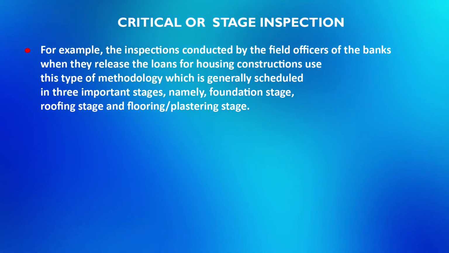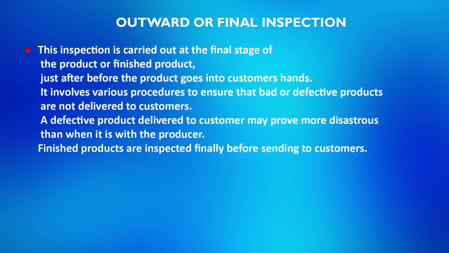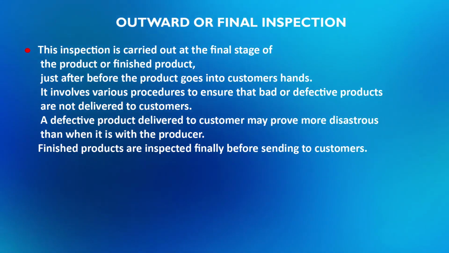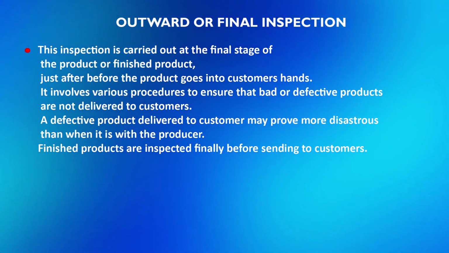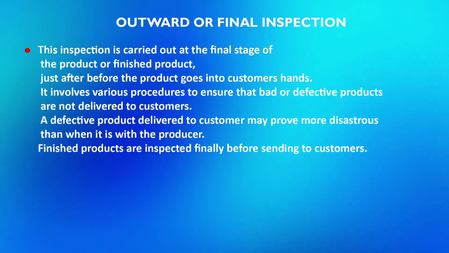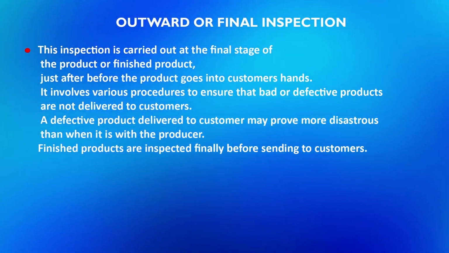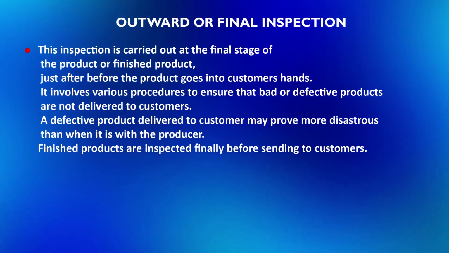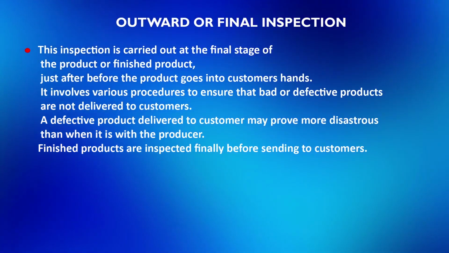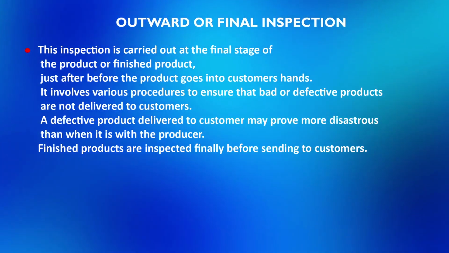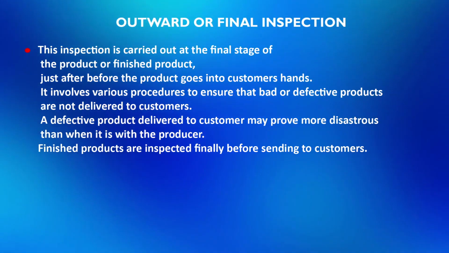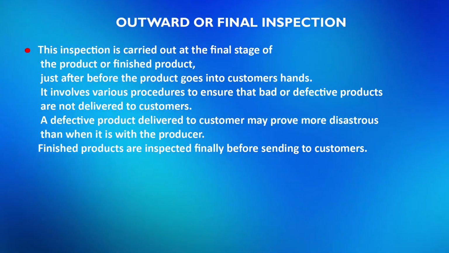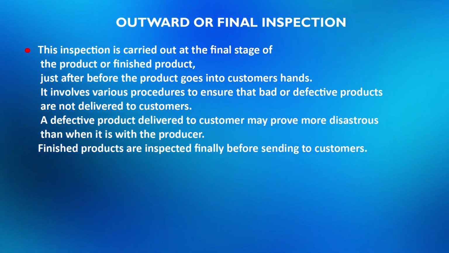Outward or final inspection. This inspection is carried out at the final stage of the product, the finished product, just before the product goes into customer hands. It involves various procedures to ensure that bad or defective products are not delivered to customers. A defective product delivered to a customer may prove more disastrous than when it is with the producer. So here the finished goods are inspected finally before sending them to the customers.